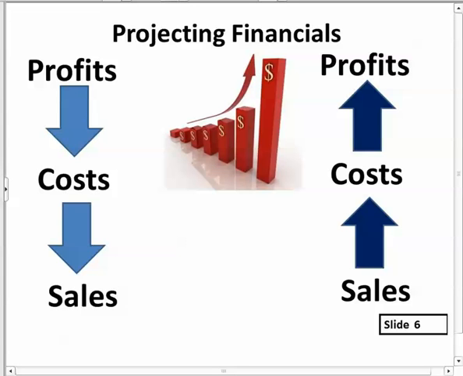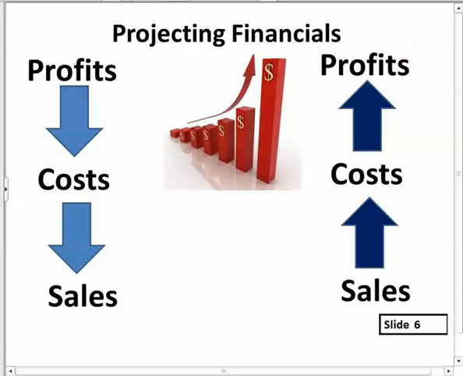Top down would start off with how much profit do you want the company to make, or do you expect it to make? And then go down to how much is it going to cost you to generate that amount of profit? In other words, what costs are you going to incur? And then from that cost, you know what the total sales are that you're going to have to generate in order to create that profit. That's one way of projecting your financials.